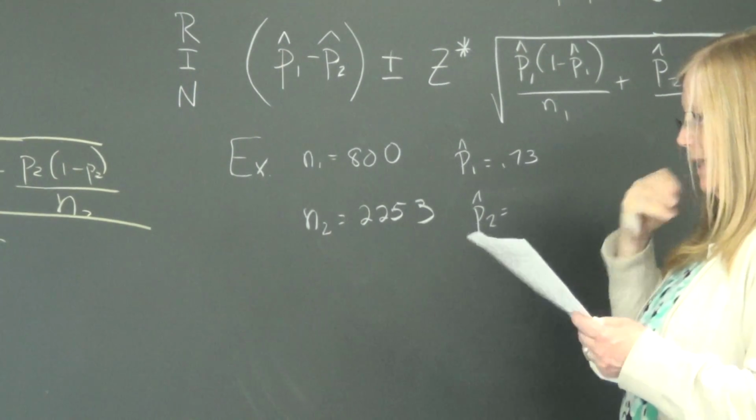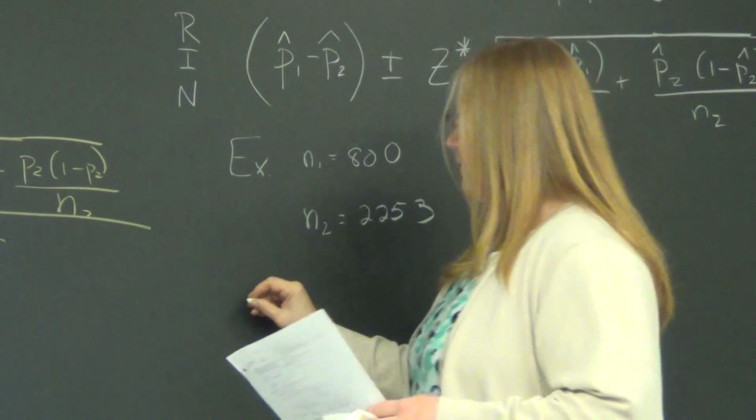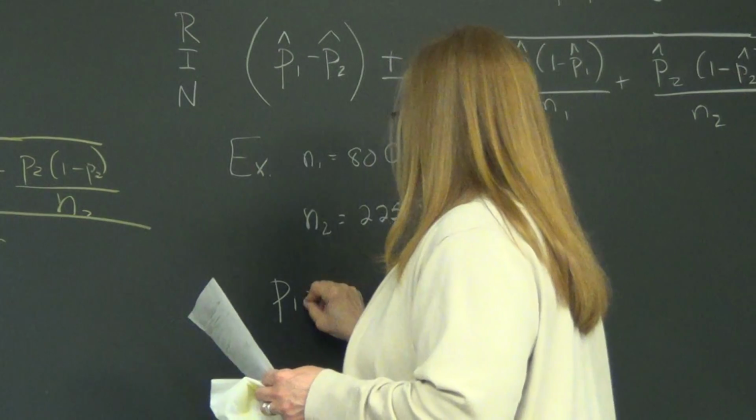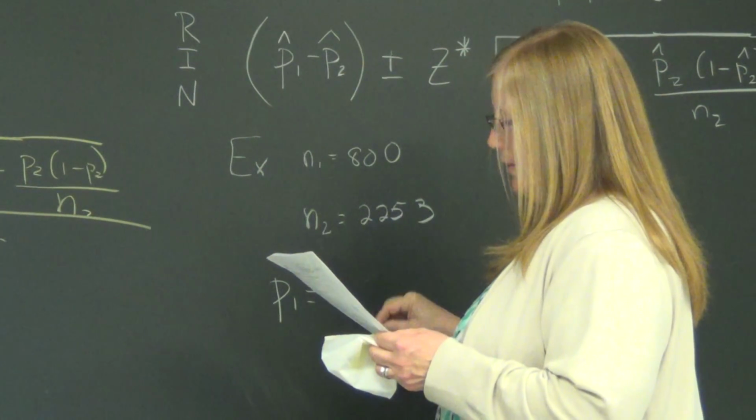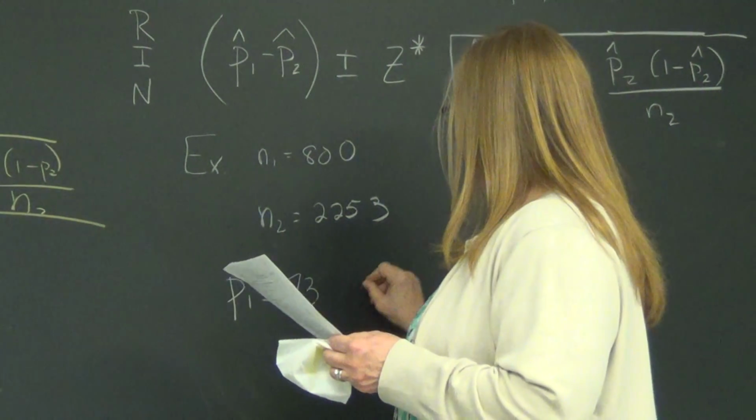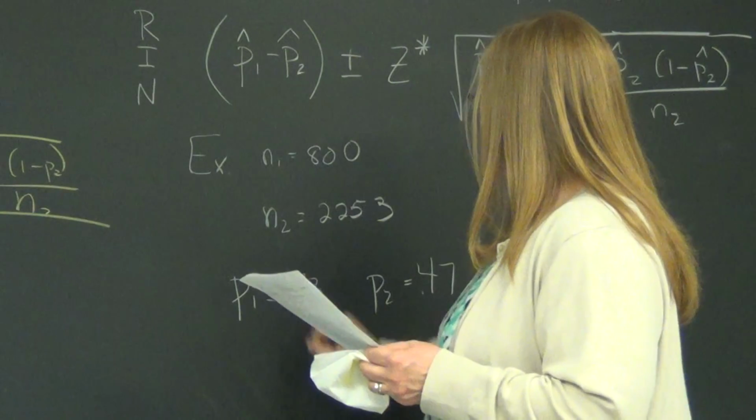Oh, that's not p-hat, is it? Sorry, I keep getting those mixed up today. So that is actually p. So p1 is, which one was first, 73? And p2 is 47, so these are actually the true proportions. All right, go ahead.